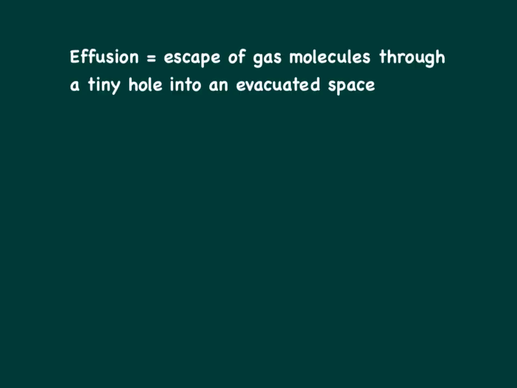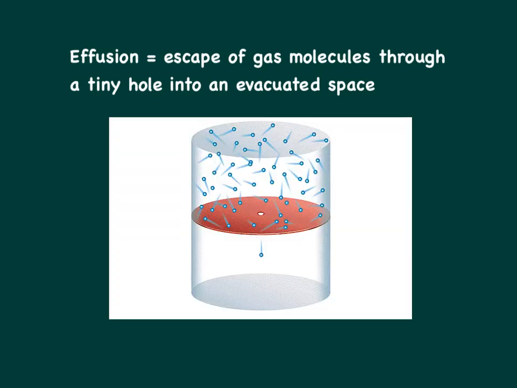Since molecular speeds depend on the mass of the molecules, there are a couple of phenomena that can occur. Effusion is the escape of gas molecules through a tiny hole into an evacuated space. Smaller, less massive molecules will effuse much more easily than larger, more massive molecules because the smaller molecules move faster. They have a faster root mean square speed. The faster the molecule is moving, the more likely it is to hit the hole.